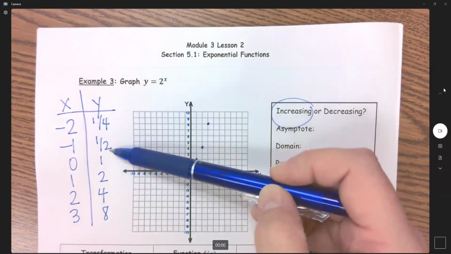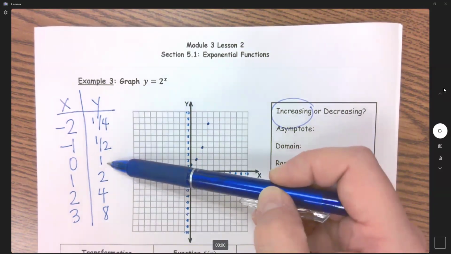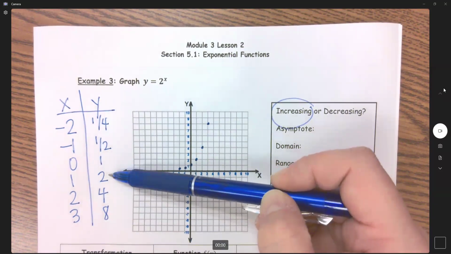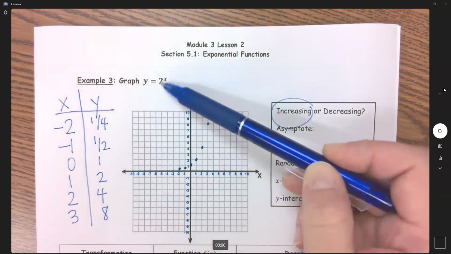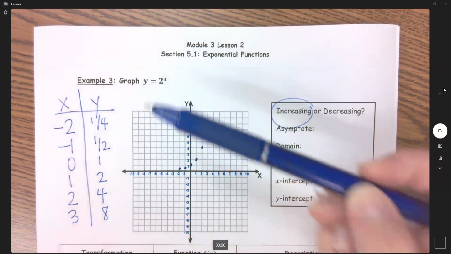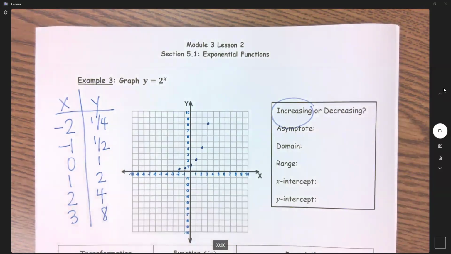1/4 times 2 is 1/2. 1/2 times 2 is 1, times 2 is 2, times 2 is 4, times 2 is 8. Why? Because we have a base of 2. So that base of 2 tells me everything's basically doubling there.